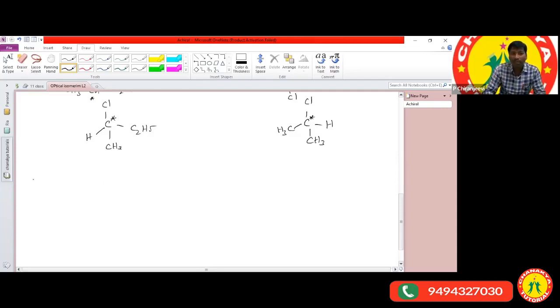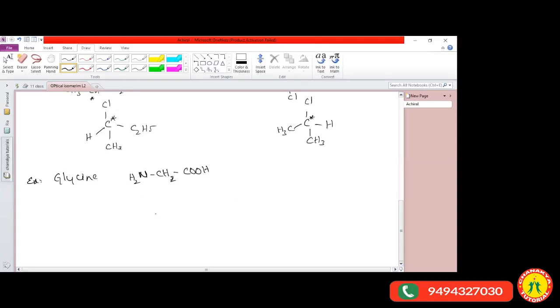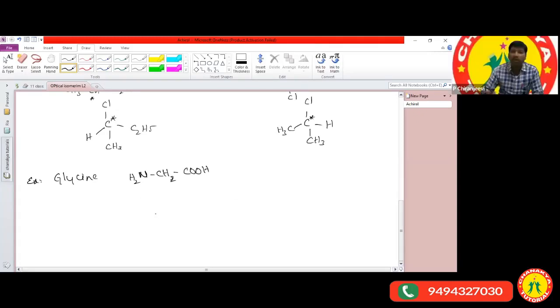Now my question is, sometimes I have seen this question somewhere: is glycine optically active or optically inactive? Glycine. So the molecular formula of glycine is NH2 bond CH2 bond COOH. Anyone of you, is glycine optically active or optically inactive? Sir, it's inactive because it has 2H group. Very good, Aditi. Exactly the correct answer.